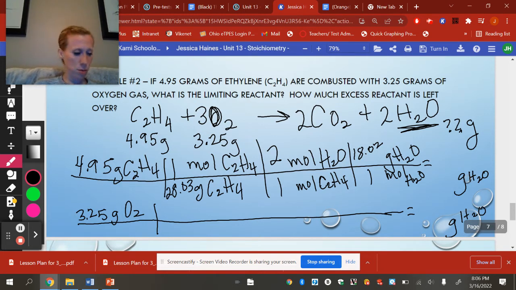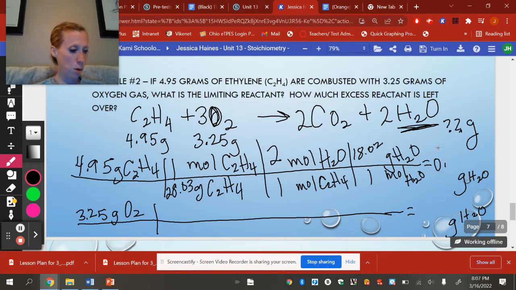Okay, so going to my calculator. I guess I can set up my second bridge, whatever you want to do. 4.95 divided by 28.03 times 2 times 18.02. So I get in the first problem, with the correct number of sig figs, 0.489.